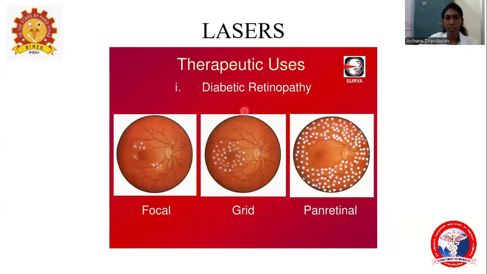So laser, as I told before, there could be a focal laser, grid laser, or we can do a pan-retinal photocoagulation in case of proliferative diabetic retinopathy, where we give laser in all 4 quadrants, leaving the posterior pole, which is essential for the vision. So this laser we can use either argon laser or the frequency-doubled YAG laser to deliver it.